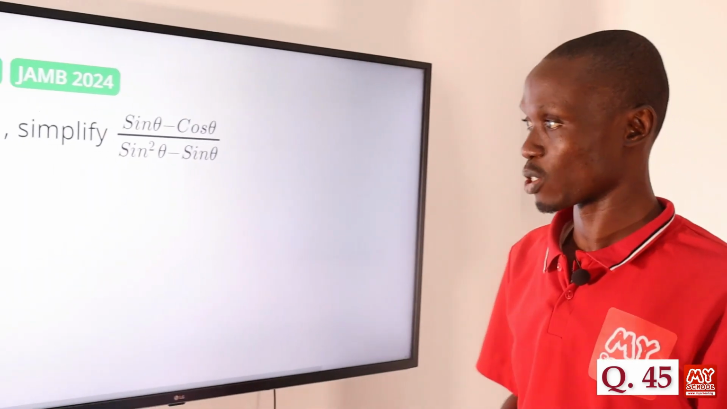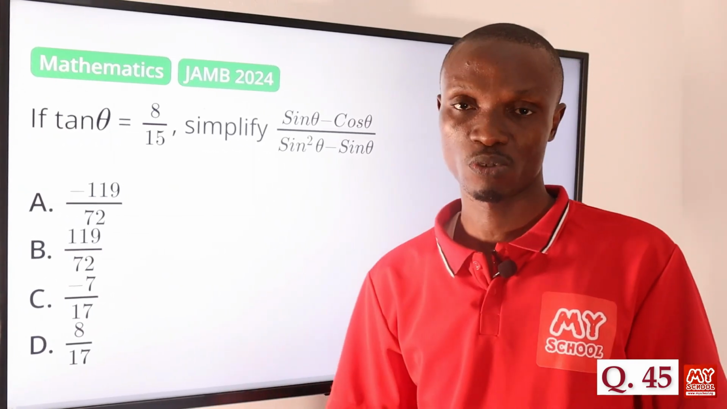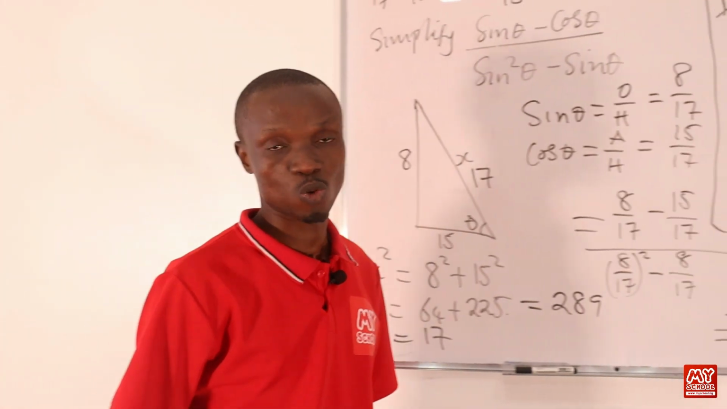Let's return to the screen to pick the correct answer to this question. That is option B, 119 all over 72.